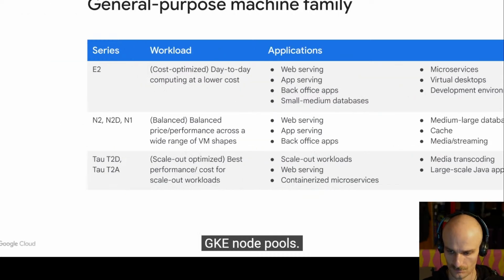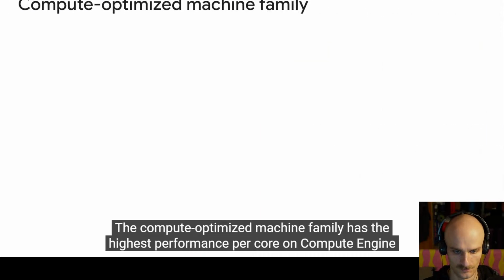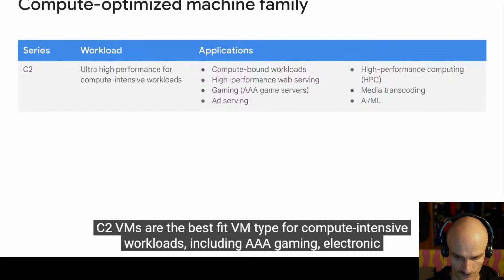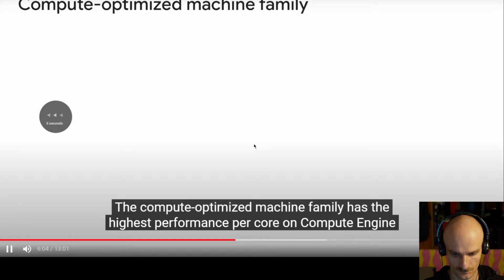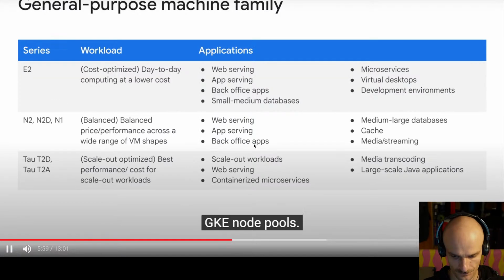node pools. The compute optimized machine family has the highest performance per core on Compute Engine and is optimized for compute-intensive workloads. C2 VMs are the best fit VM type for compute-intensive workloads, including AAA gaming, electronic design automation, and high-performance compute.